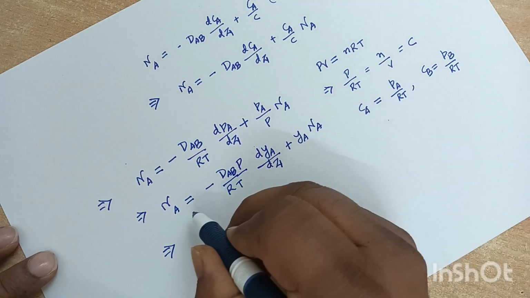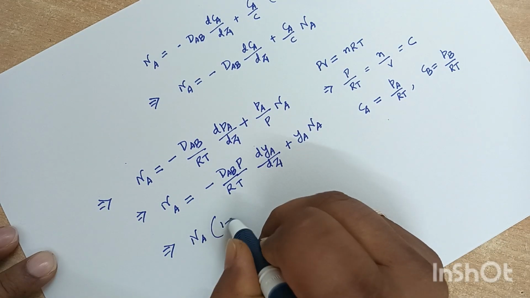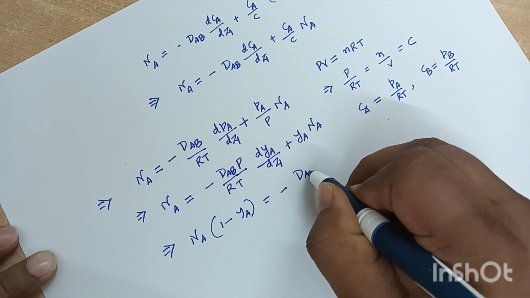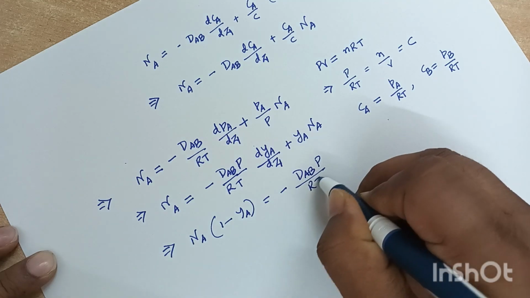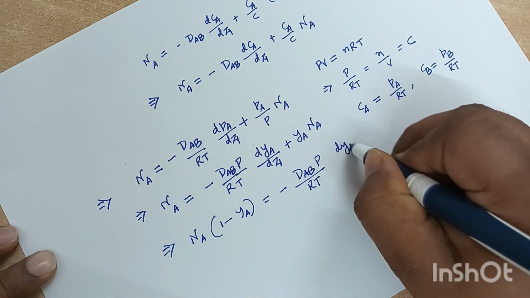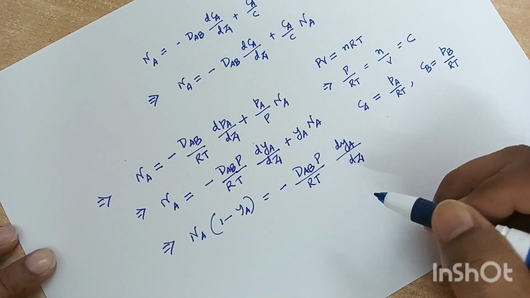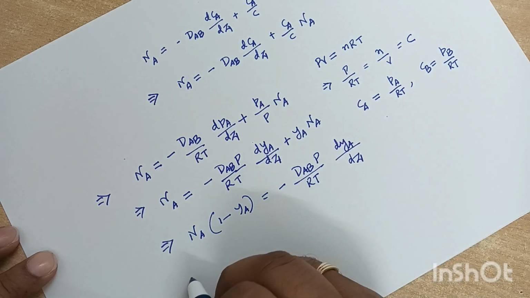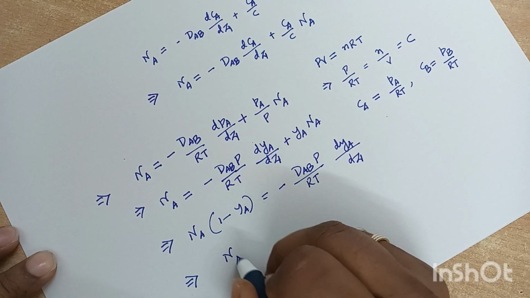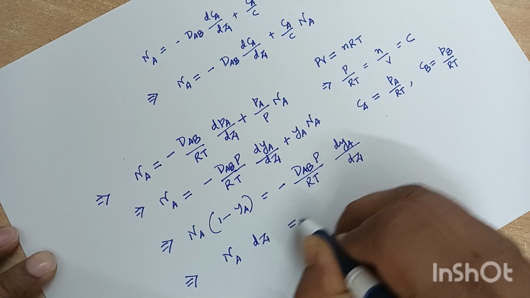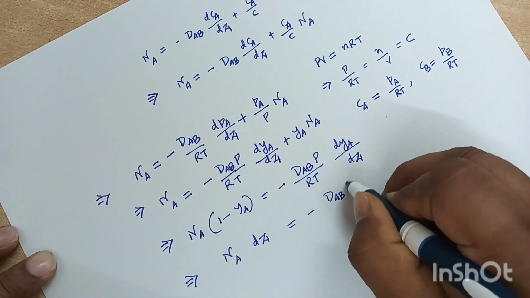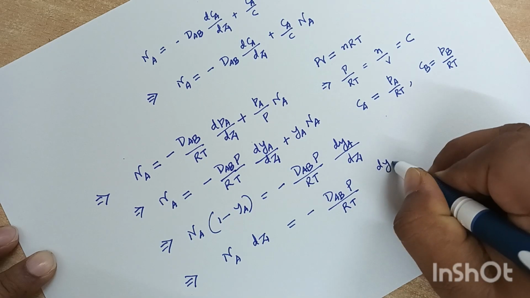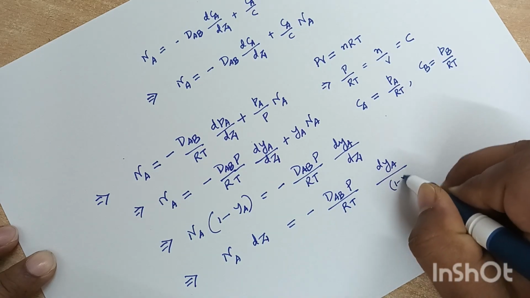So we can take this term on the left hand side, take Na common, so it's going to be Na is equal to 1 minus yA minus DAB P over RT dyA over dz. Now if we do the integration between 2 points, by rearranging this equation, it is going to be Na dz equals minus DAB P over RT dyA over 1 minus yA.